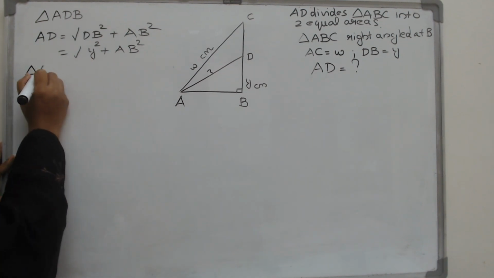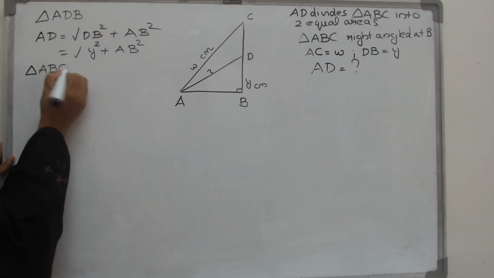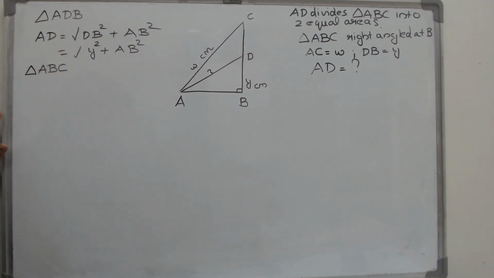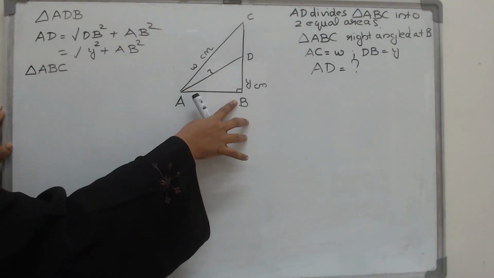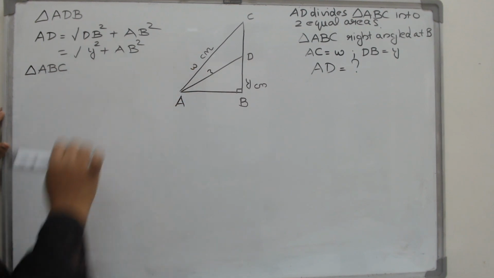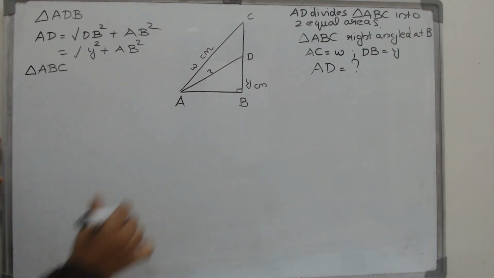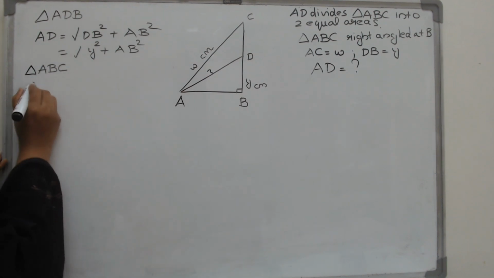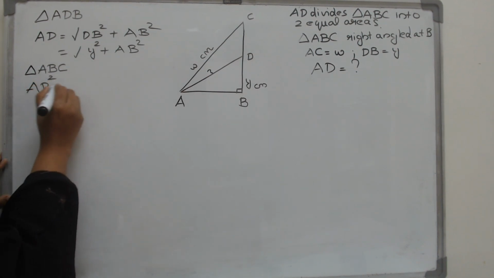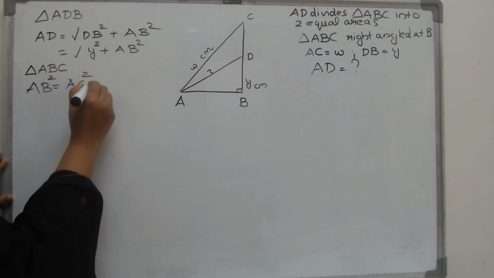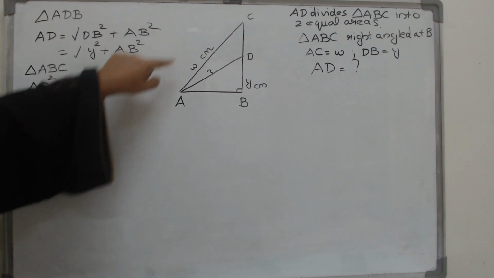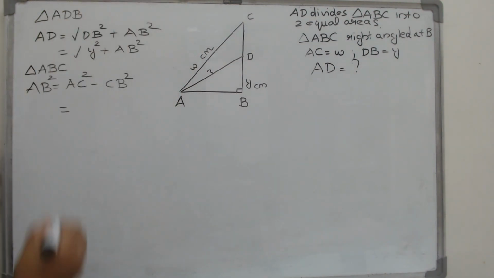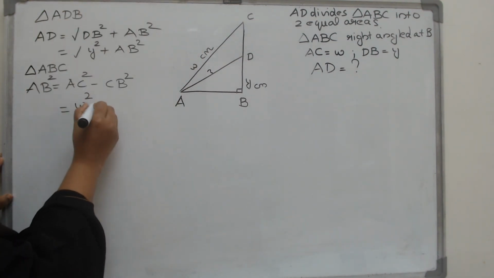Why don't we consider the original triangle that we started with? Triangle ABC. What sort of a triangle is it? It is a right triangle. Here you have a 90 degrees, which means the opposite side is the hypotenuse. Apply the Pythagoras theorem. Then what will be AB? AB square will be AC square minus CB square. But then you know what AC is. It is W. So AC square is W square.